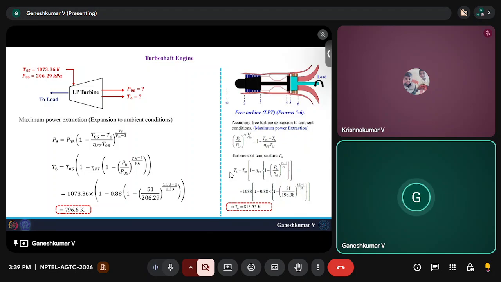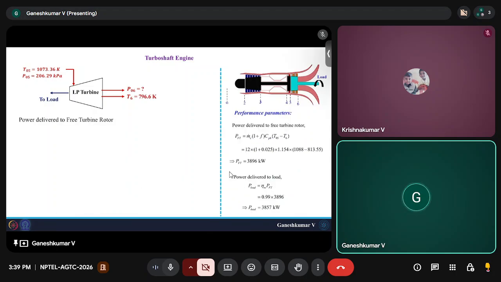This is the temperature of gases that is leaving the LP turbine. Okay, so now you can find the work. So power delivered to the free turbine rotor is nothing but m dot c into (1 plus f) into cph. The expansion is happening from T05 to T6, which is what we are writing, T05 minus T6. So this is equal to roughly 3922.52 kilowatt.